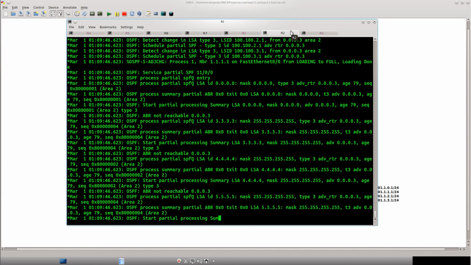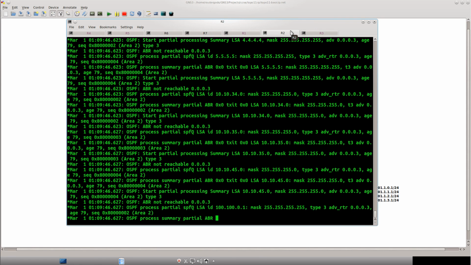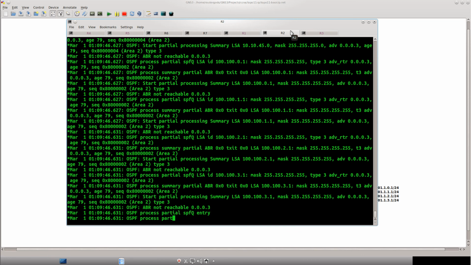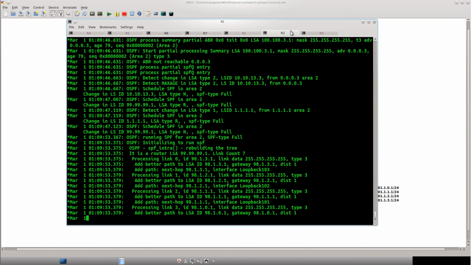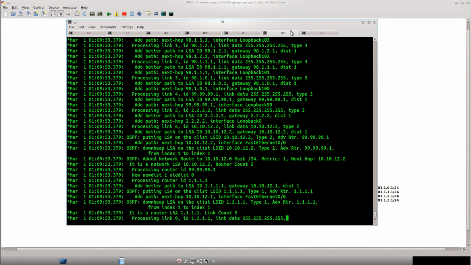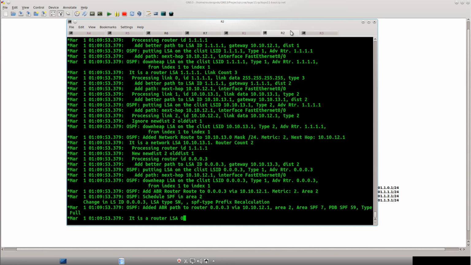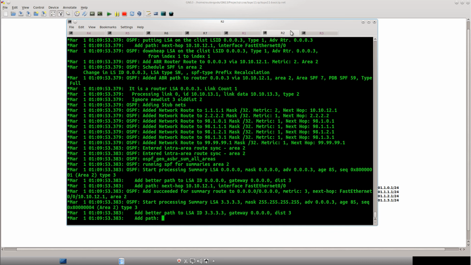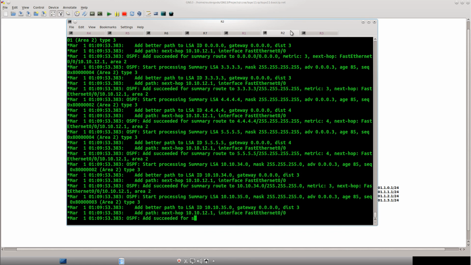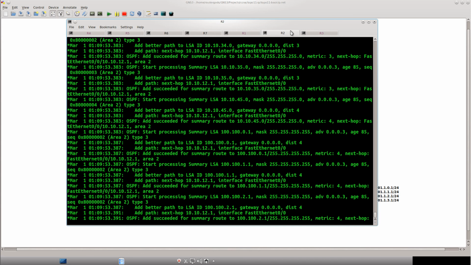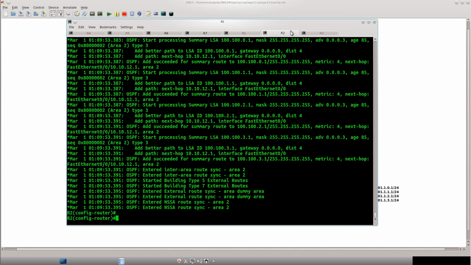All right, so we changed area 2 into a stub. Let's see if it actually got us anything. Holy cow. You could see how, if you have an older router that doesn't have as much CPU, OSPF may not be the right protocol to run if you have lots of routers. Remember, our topology here is just 7 routers, and OSPF is only running on 5 of them.